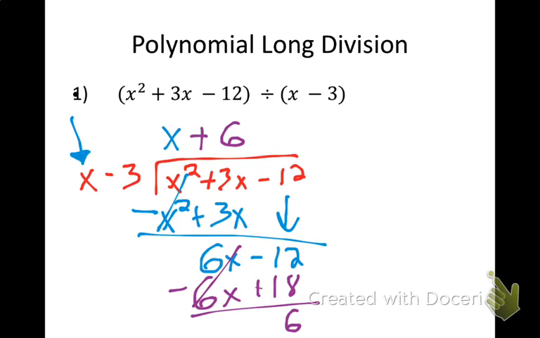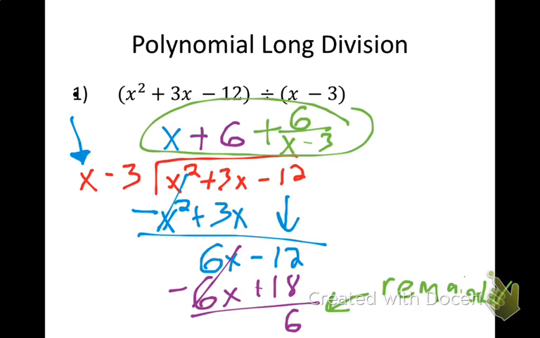Now here's where we have to use our thought process. Can x go into 6? No. So in 5th grade terms, this is our remainder. Do you remember doing remainders? This would be what would be called our remainder. So instead of saying remainder of 6, we're going to say plus 6 over x minus 3. And we say x minus 3 because that's what we were dividing by. So you take your remainder over what you're dividing by.